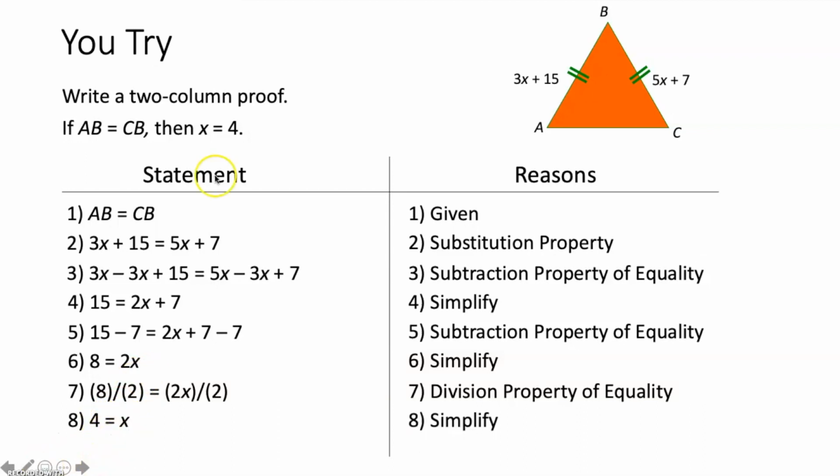But 4 equals x, that's not what I'm trying to prove. I'm trying to prove x is equal to 4. So how do I get x equals 4 from 4 equals x? Well, I just flip this equation. Why are you allowed to flip an equation? Because of the symmetric property. And now you are done.